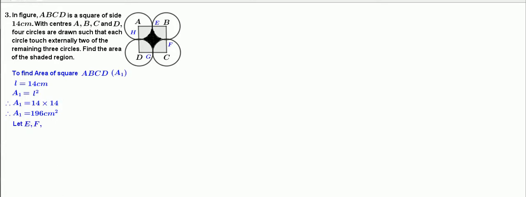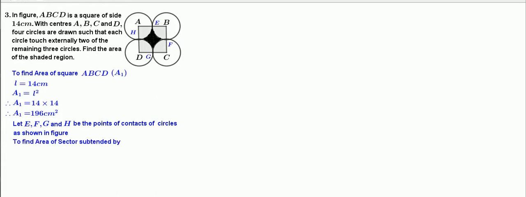Let E, F, G and H be the points of contact of the circles as shown in the figure. To find the area of the sector subtended by arc HE with center A, we call this as A2.